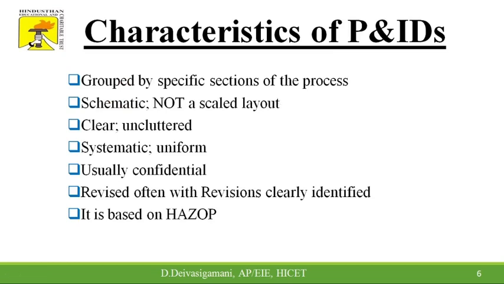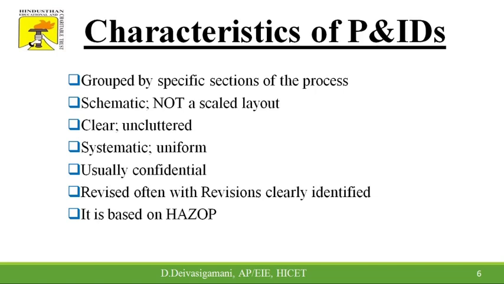These are the characteristics of P&IDs. P&I symbols are grouped up by specific sections. It's a schematic representation. It's very clear, easy to understand. It's a systematic one, usually confidential, does not disclose to any unauthorized person. It's revised whenever the revision is needed.